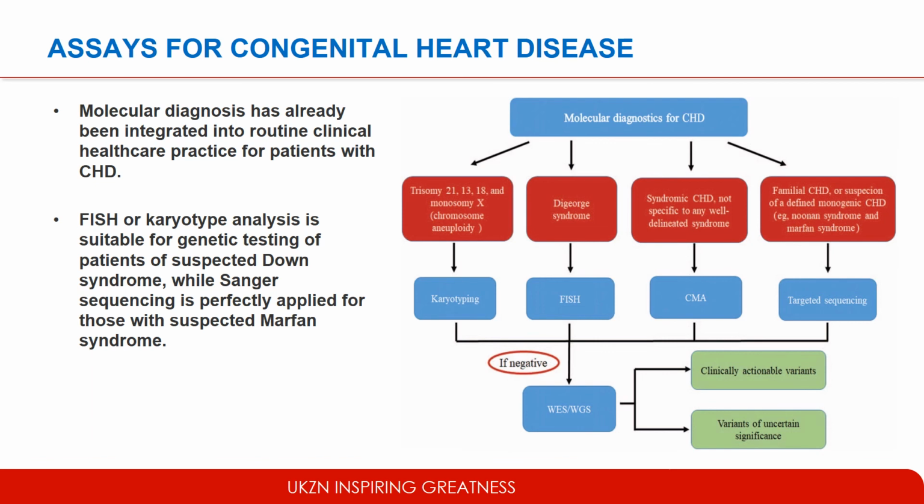So FISH, which is fluorescence in situ hybridization, or karyotype analysis, is suitable for genetic testing of patients with suspected Down syndrome, while Sanger sequencing is perfectly applied for those with suspected Marfan syndrome.